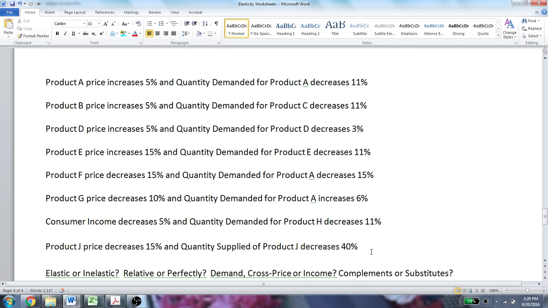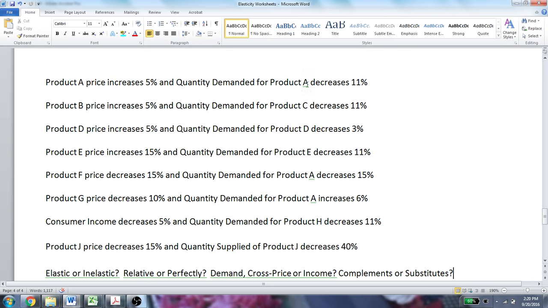Complements and substitutes are only evident where there's cross price elasticity, which you will find any place where there's, say, a product, for instance, F on this line changing up with another product A. When they have two different products interchanging, then we have cross price elasticity. Let's start off with the first one.